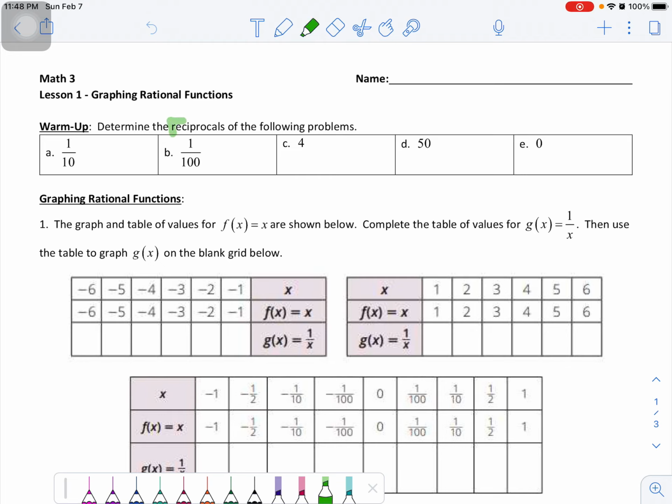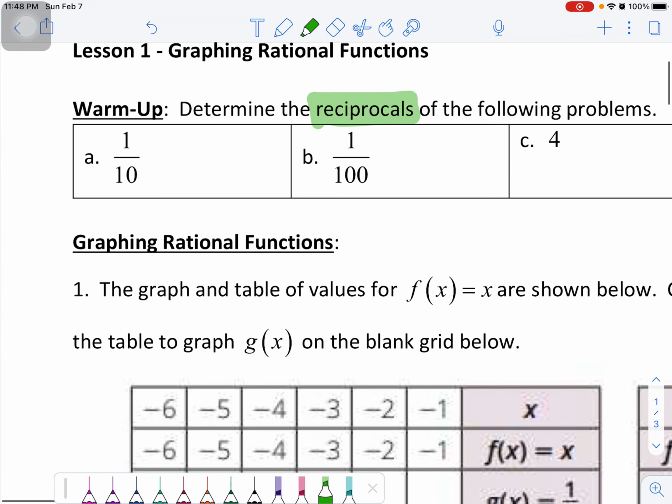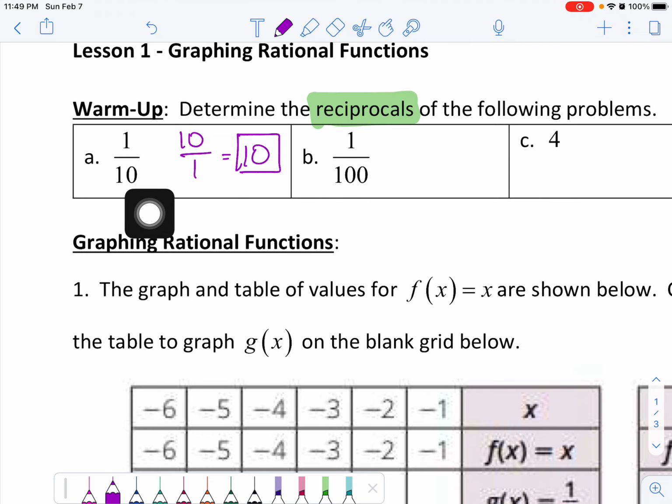And the warm-up here says to determine the reciprocals of the following problems. Now, reciprocal just means flip the fraction over. That's all it is. Keep it simple. So if we look at part A here, the current fraction is 1 over 10. So the reciprocal would be to flip it over. We would get 10 over 1, which is just better known as 10. Okay. Now, I'm obviously not going to say that 1/10 is equal to 10, so I just left a little space here to show the fraction being flipped over and then what the fraction reduces to, if anything.